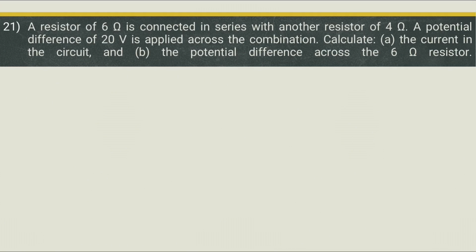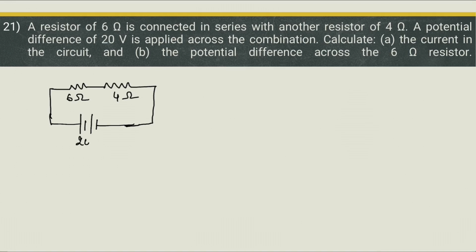Numerical number 21. A resistor of 6 ohm is connected in series with another resistor of 4 ohm. 6 ohm is in series with 4 ohm. A potential difference of 20 volt is applied across the combination. So that can be done by a battery. So let me draw a battery here which provides a potential difference of 20 volt.